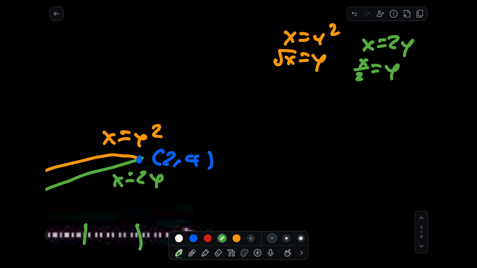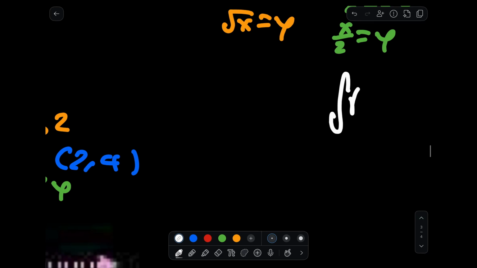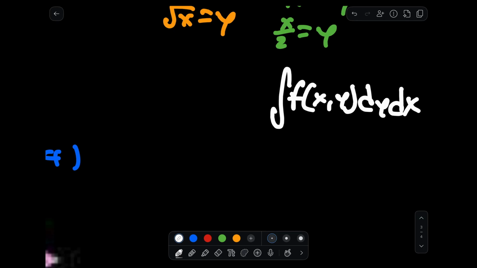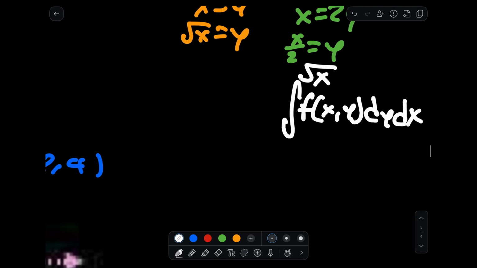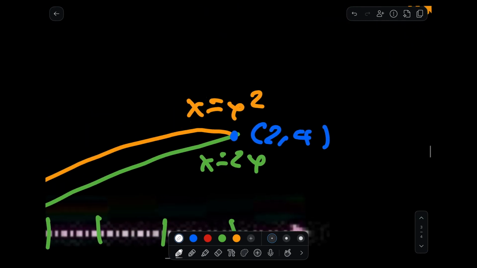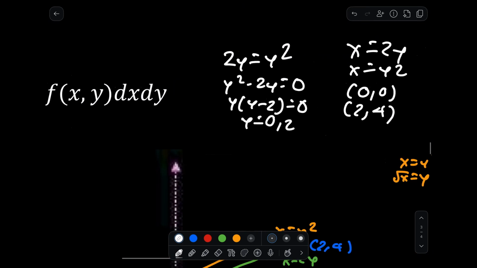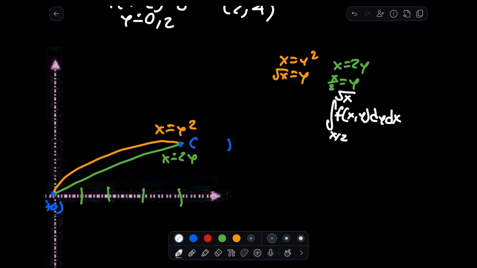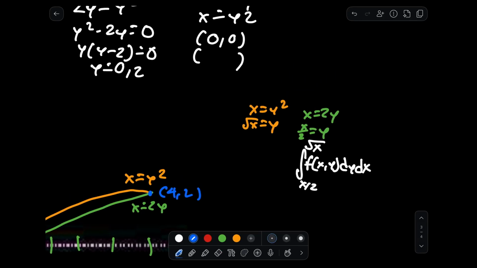Now we can set up an order of integration, right? We have dy, so what's on top? We have the orange function on top. So we have some f of x, y, dy dx. We're changing the order from dx dy to dy dx. That's going to be from x over 2 to square root of x. However, our x values are going to change. Instead of going from 0 to 2 for our y, it's going to be going to, this should actually be 4 comma 2. Now looking back, this should also be 4 comma 2.